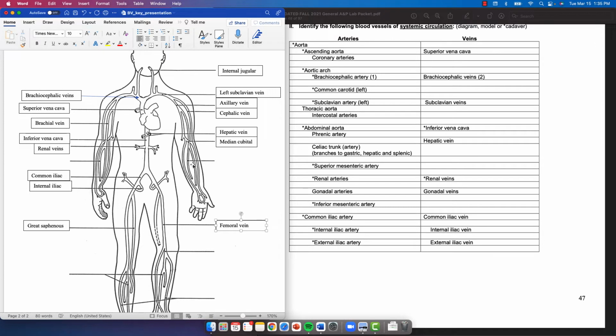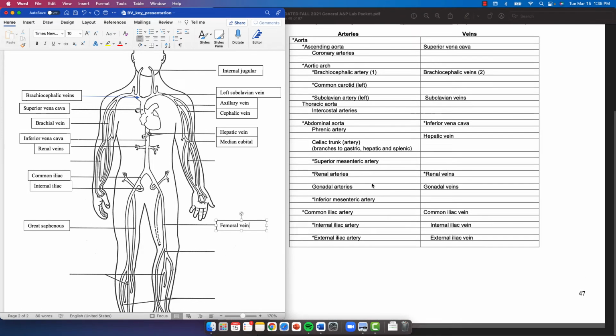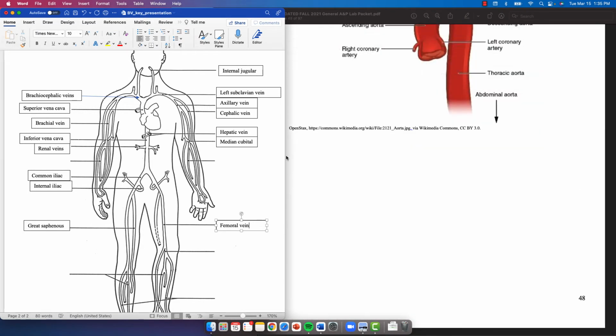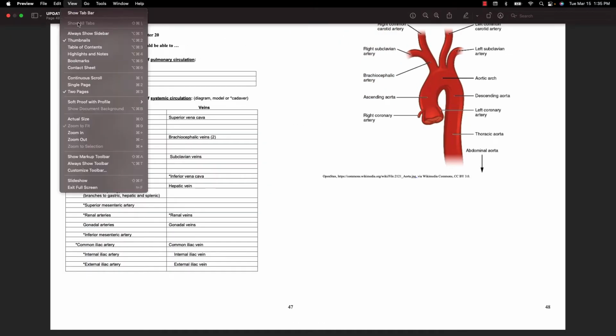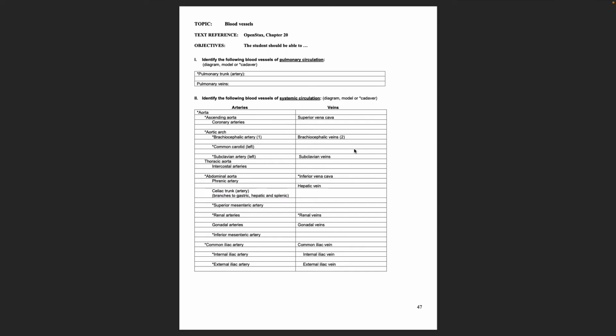So these are the ones you got to know when it comes to the veins of the body. And now this is all I have when it comes to labeling for this lab, but there are a few other things that we should discuss here. So I'm going to go ahead and just zoom in here with this one, and we'll go a single page.